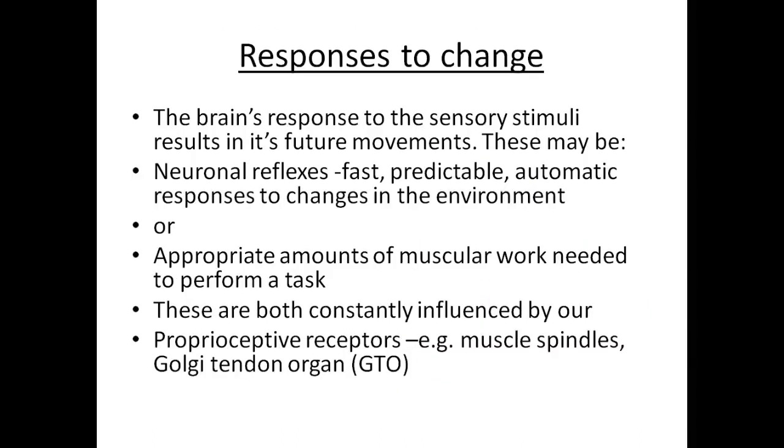Responses to change. The brain's response to the sensory stimuli results in its future movements, and these may be neuronal reflexes, like fast, predictable movements, autonomic responses to changes in the environment, or appropriate amounts of muscular work needed to perform a task. For instance, recruiting more motor units when you're trying to open the lid off a jar that's a bit stiff. So these are both constantly influenced by your proprioceptive receptors, your muscle spindles, and the GTO, which is the Golgi tendon organ.